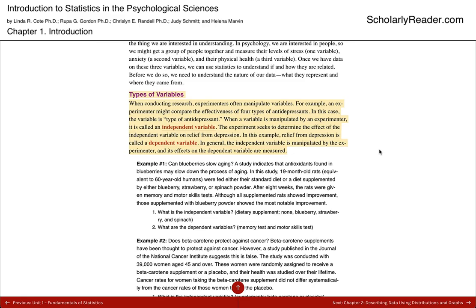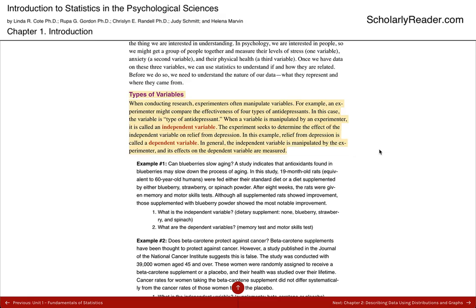Types of variables. When conducting research, experimenters often manipulate variables. For example, an experimenter might compare the effectiveness of 4 types of antidepressants. In this case, the variable is type of antidepressant. When a variable is manipulated by an experimenter, it is called an independent variable. The experiment seeks to determine the effect of the independent variable on relief from depression. In this example, relief from depression is called the dependent variable.